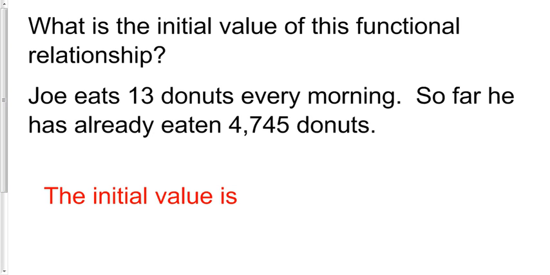So how do you recognize it in a situation? Well, let's take a look at a word expression. Joe eats 13 donuts every morning. So far, he's already eaten 4,745 donuts. What's the initial value of this one? Well, what's already happened? What's the starting amount? Is it 13 donuts every morning, or is it what he's already eaten? If you see already, that's usually a big indication. So we'll go ahead and mark down 4,745 donuts.